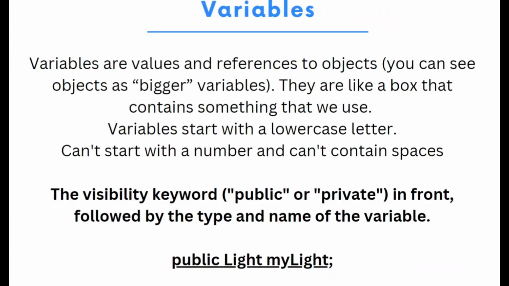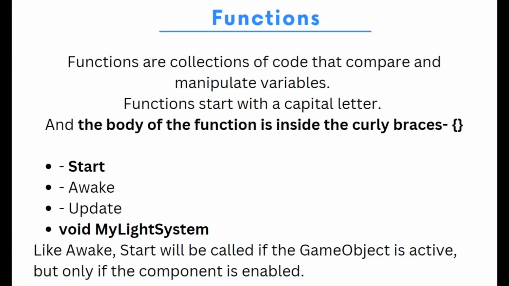Variables. Variables are values and references to objects. They are like a box that contains something that we use. Variables start with a lowercase letter, can't start with a number and can't contain spaces. The visibility keyword public or private goes in front, followed by the type and name of the variable.